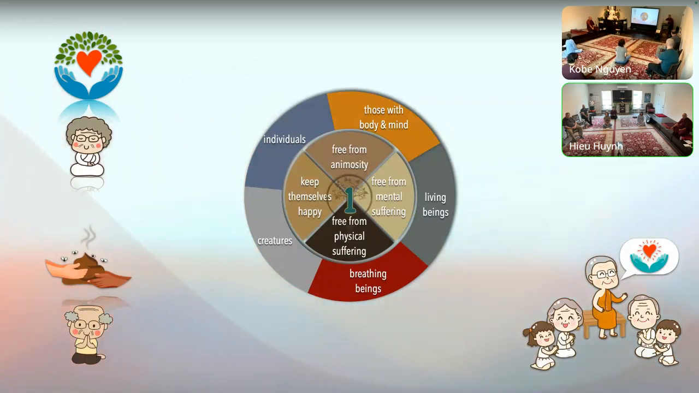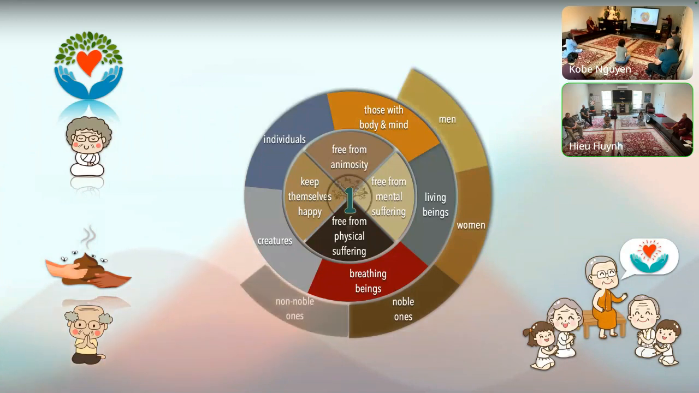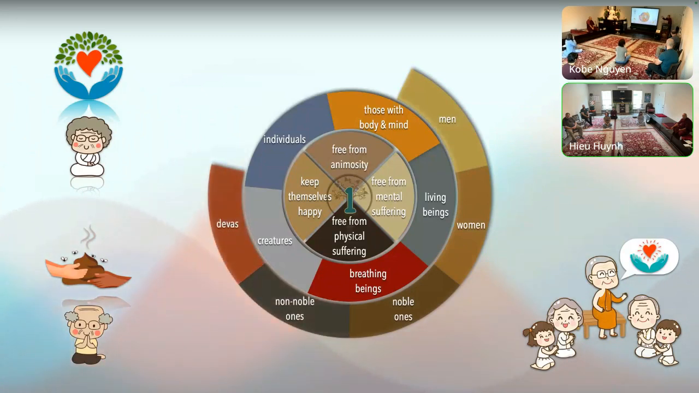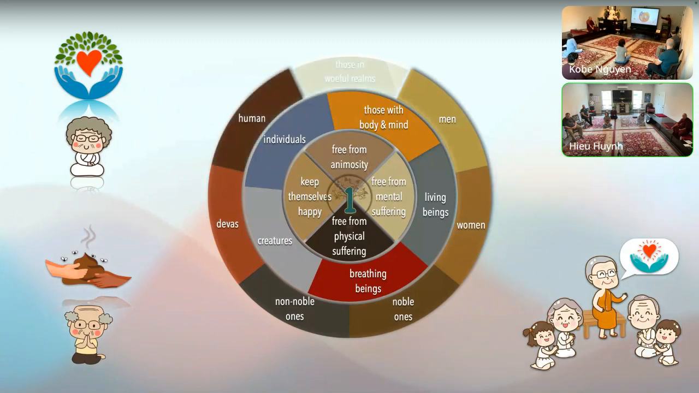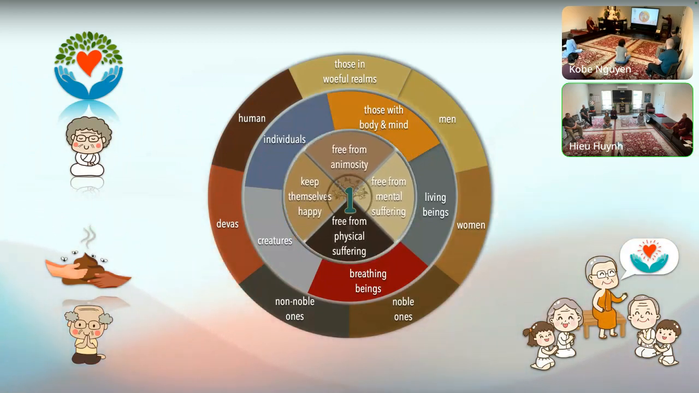general cultivation of loving kindness. Another way is to focus on specific cases, like man, like woman, like the noble ones, like the non-noble ones, like the devas, celestial beings, like humans, like those in the woeful realm who suffer there. So there are seven specific cases for cultivating loving kindness, and for each of them we wish them to be free from animosity, free from mental suffering, free from physical suffering, and to keep themselves happy. So 7 multiplied by 4, we have 28 specific cases to cultivate loving kindness.